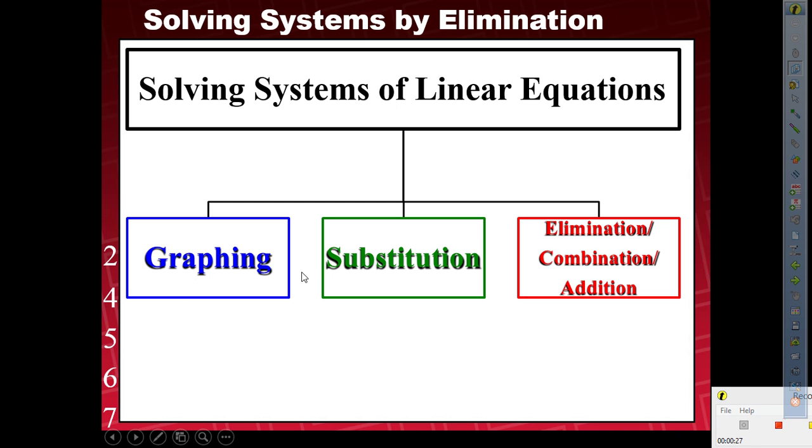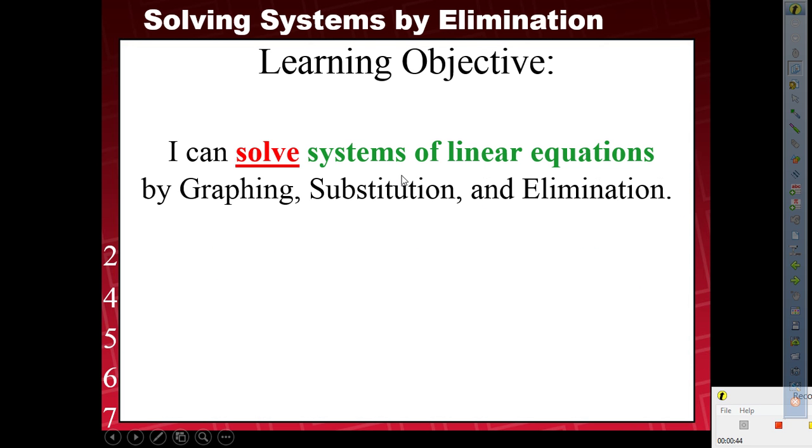We don't need a Frayer model because we already have the Frayer model for systems. We already know what they are, but we do need steps. So our objective for today: I can solve systems of linear equations by elimination. Let's read together. 1, 2, 3. I can solve systems of linear equations by elimination.